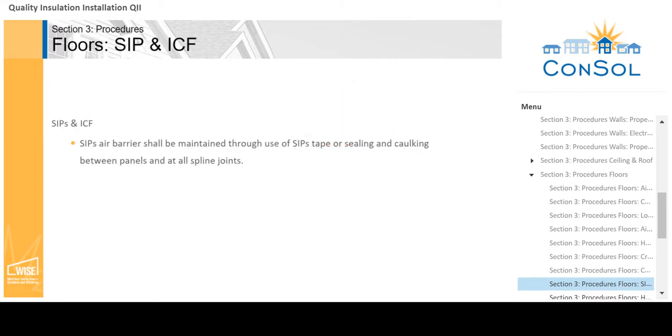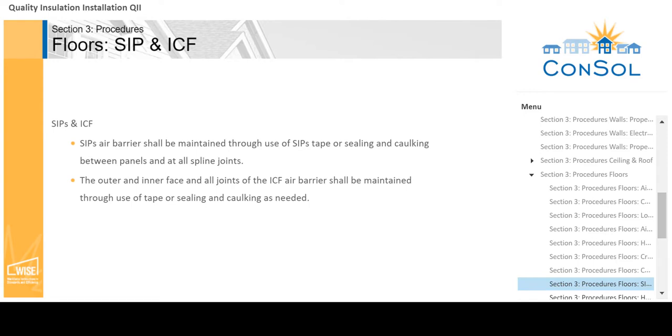The SIPS air barrier shall be maintained through use of SIPS tape or sealing and caulking between panels and at all spline joints. The outer and inner face and all joints of the ICF air barrier shall be maintained through the use of tape or sealing, and caulking is needed.